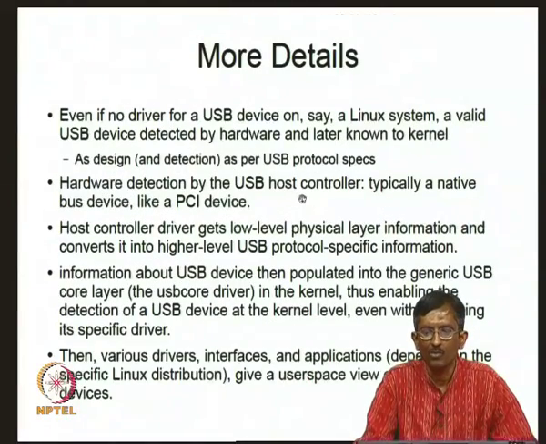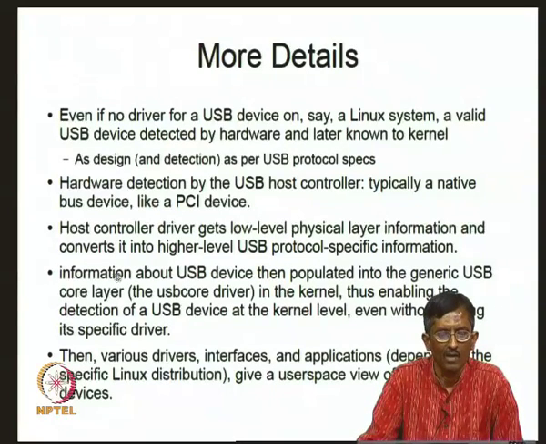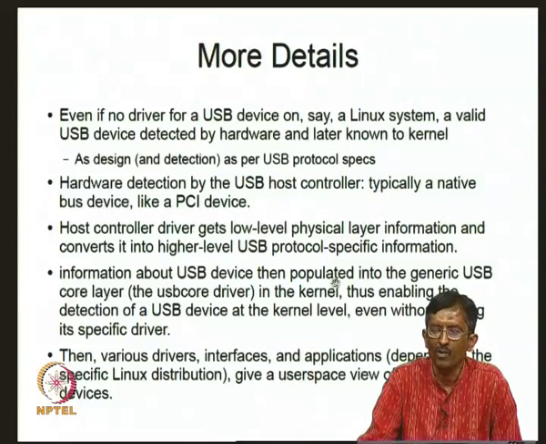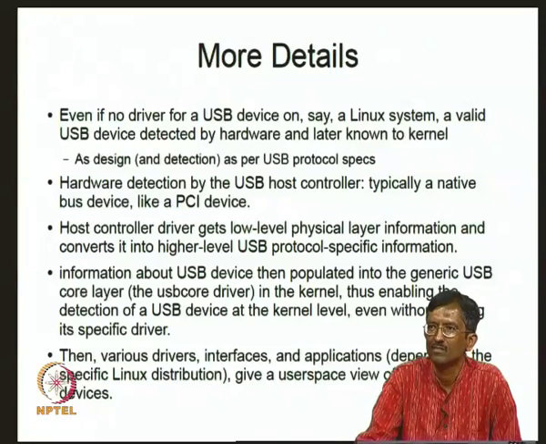So, hardware detection is done by the USB host controller, and the host controller driver gets low level physical information and converts it into higher level USB protocol specific information. This information is populated into the generic USB core layer, the USB core driver. So, in a sense, the kernel knows about the USB device now. It may not know exactly how to use it, that is a different story, but it knows what device has been inserted.